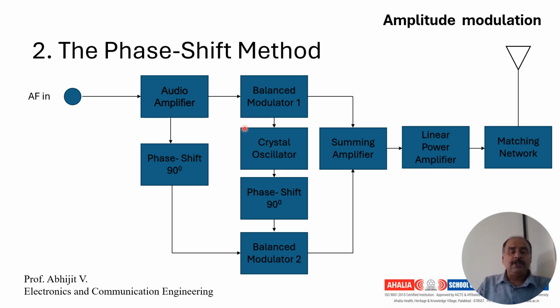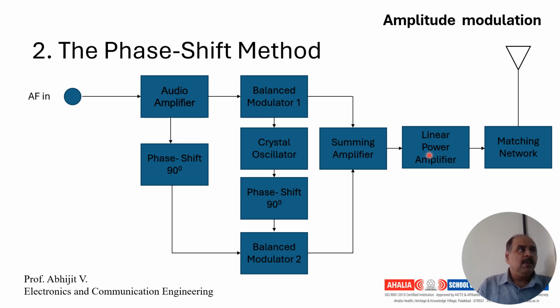The output signal of this particular unit is given to a summing amplifier where you add both the input and the carrier, the message signal and the carrier signal. We amplify it and we use matching networks to filter the unnecessary components. Then we transmit. This method of generation of a single sideband is called as phase shift method.